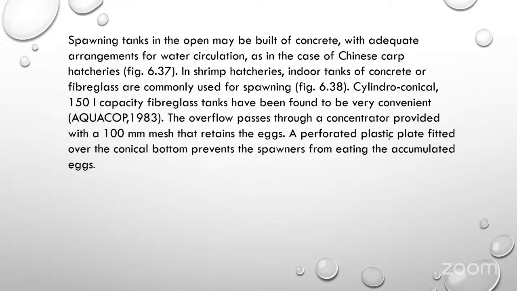Spawning tanks in the open may be built of concrete, with adequate arrangements for water circulation, as in the case of Chinese carp hatcheries. In shrimp hatcheries, indoor tanks of concrete or fiberglass are commonly used for spawning. Cylindro-conical 150 liter capacity fiberglass tanks have been found to be very convenient. The overflow passes through a concentrator provided with a 100 mesh that strains the eggs. A perforated plastic plate fitted over the conical bottom prevents the spawners from eating the accumulated eggs.